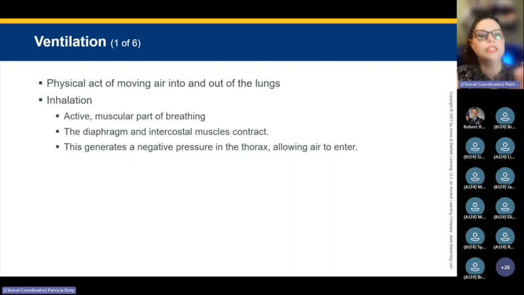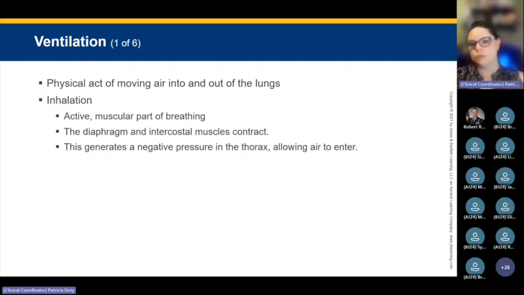So the physical act of moving air into and out of the lungs is ventilation. Inhalation is going to be the active muscular part of breathing. The diaphragm and intercostal muscles are going to contract at this point, and this generates a negative pressure in the thorax, allowing air to enter in.